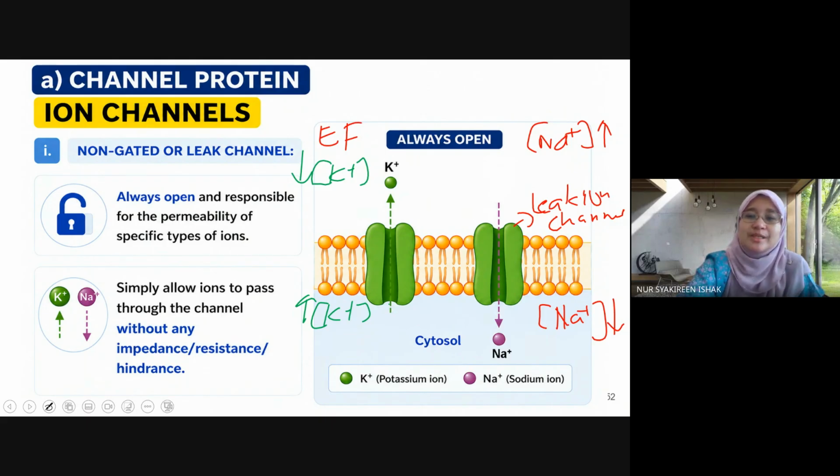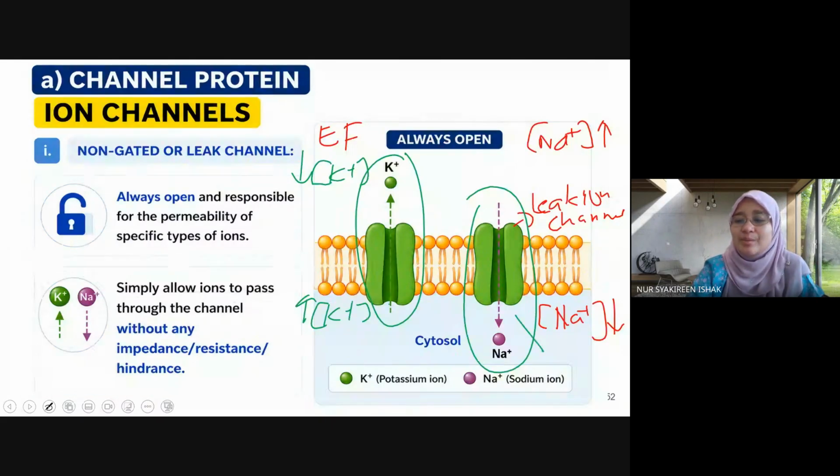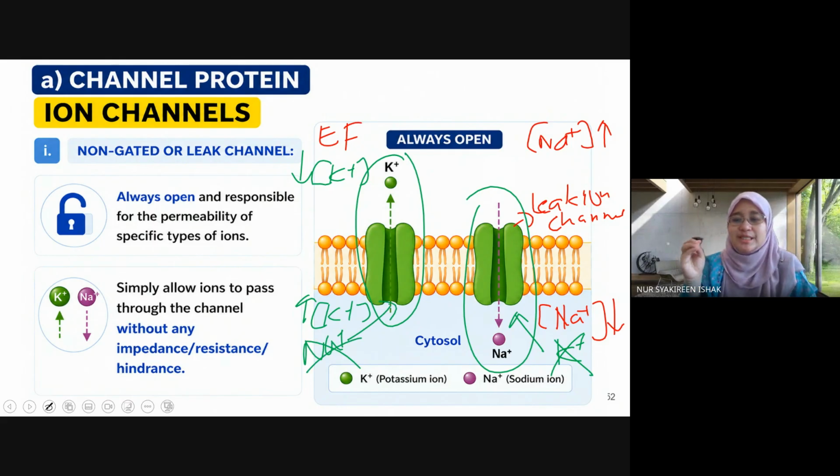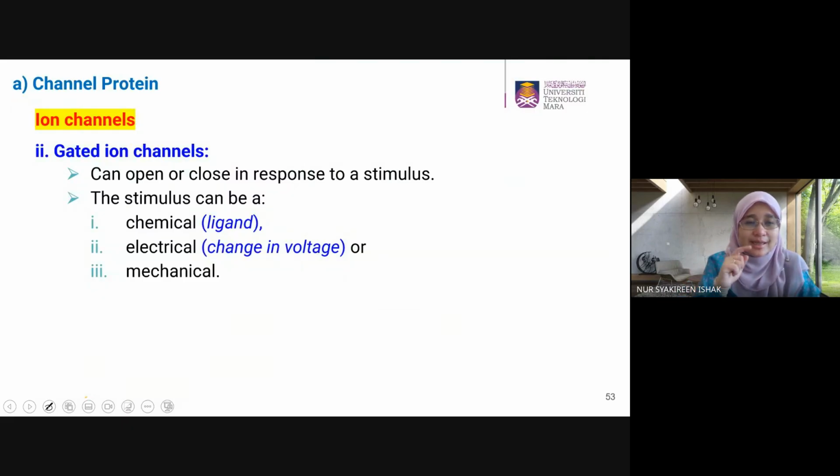Okay, so kalau potassium guna potassium punya lah, kalau sodium guna sodium punya lah kan. Yang ni dia tak boleh guna untuk potassium, tak boleh. Yang ni dia tak boleh guna untuk sodium, tak boleh kan. So every channel protein, okay, is specific for the solute or ion that it is going to move. Okay, so tadi non-gated, it is always open. It allows the ion to move down the concentration gradient.